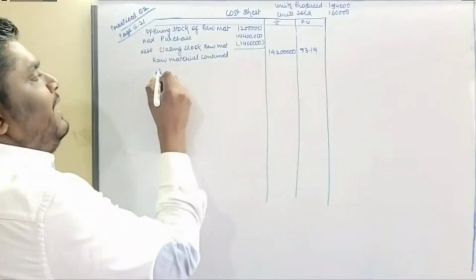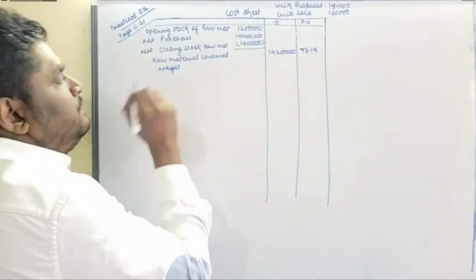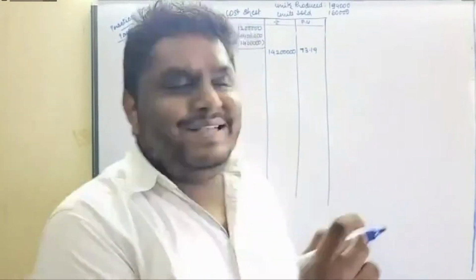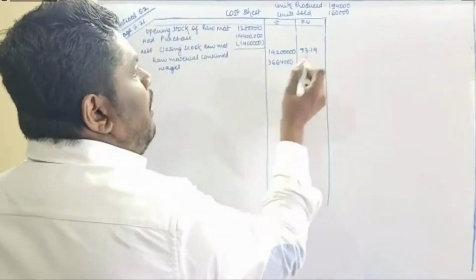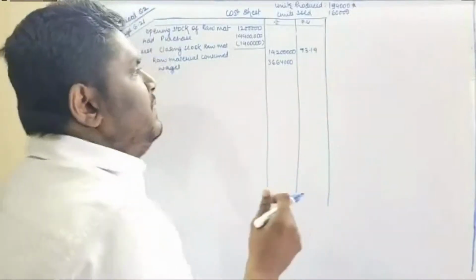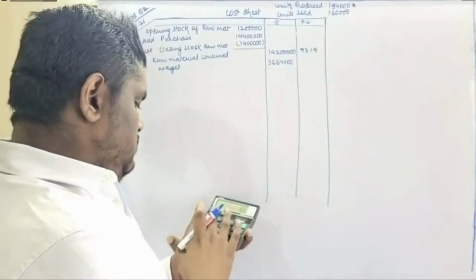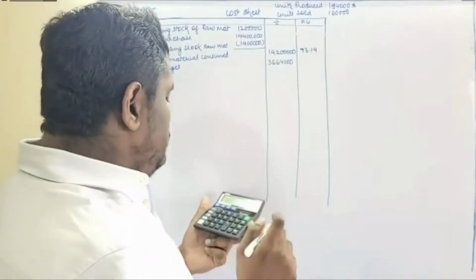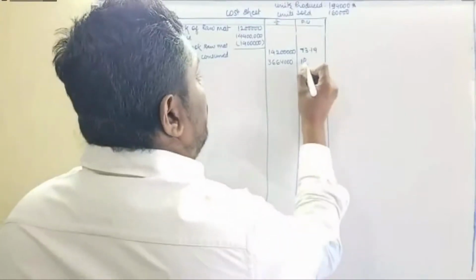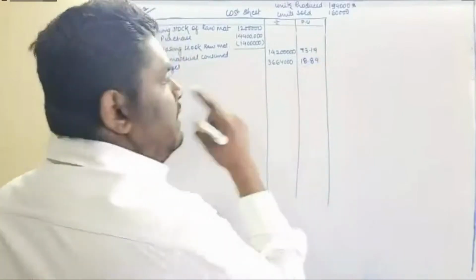In this raw material, we'll add the wages paid. So the total amount of wages paid is 36,64,000 divided by units produced. So the per unit cost will be 18.88. 18.89 we can write.